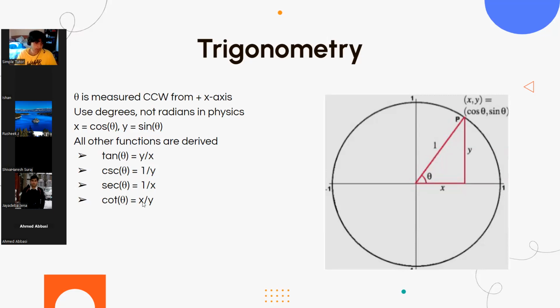And again, if cotangent theta is x over y, another way to look at that is cotangent theta is equal to 1 over tan theta. So again, it's a very simple conversion when we need to find these different things.